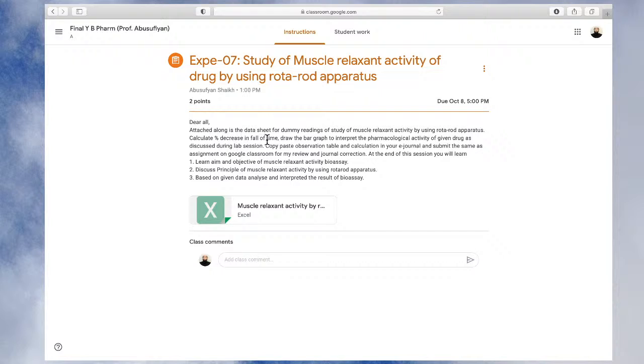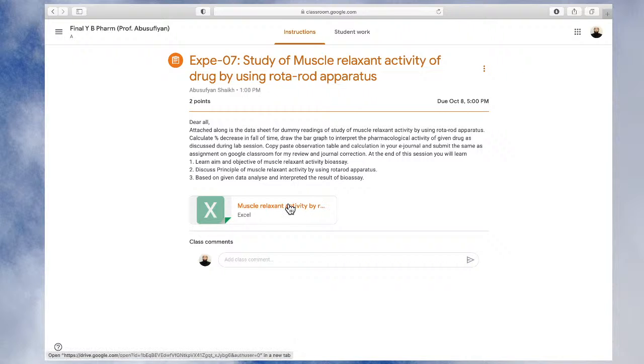Calculate percentage decrease in fall off time. So first thing you need to calculate is the percentage decrease in fall off time. Draw the bar graph to interpret the pharmacological activity of the given drug as discussed during the lab session. Copy paste the observation table and calculations in your e-journal and submit the same as an assignment on Google Classroom for my review and journal correction. Okay, and then I have given the learning outcomes.